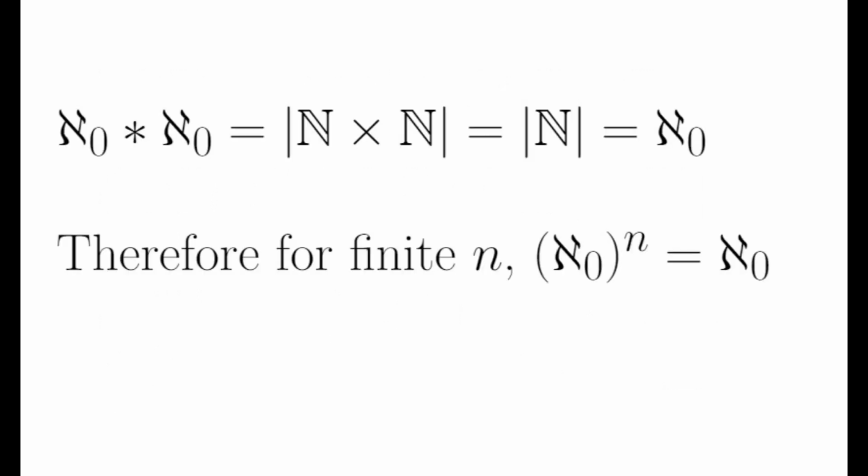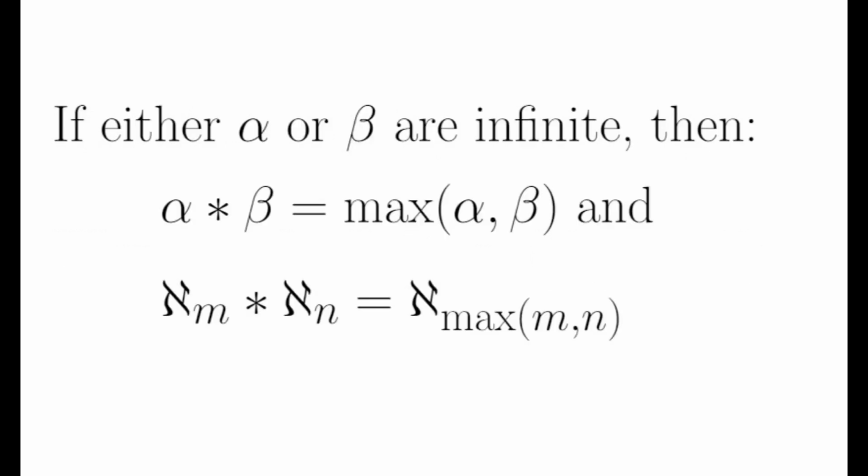How about a finite number n times aleph null? Now, we could calculate this product using our new multiplication, but actually it's not necessary. We have already shown using repeated application of our new addition that n times aleph null is aleph null. So how about aleph null times aleph null? I'm going to assume sets A and B are both countably infinite. Then the Cartesian product is also countably infinite. This means that aleph null times aleph null is just aleph null. In fact, by a similar argument as we used before, if either alpha or beta are infinite, then alpha times beta is just the maximum of the two.